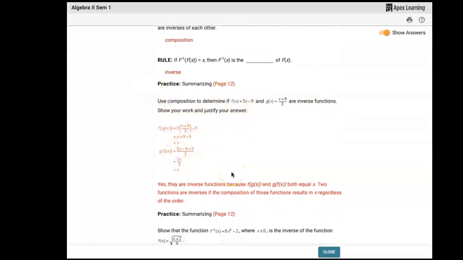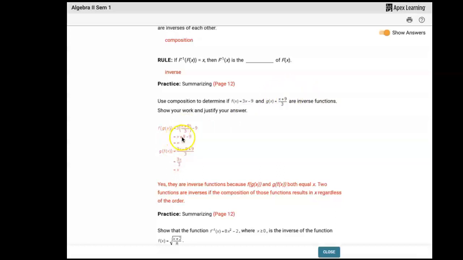Okay, so what you're going to do is you'd show f of g of x, right? So f of g of x, which means that in this original equation, we have 3x minus 9. So instead of putting in x there, you're going to put in this entire function for g of x, right? So x plus 9 over 3. All right, then what you do is you solve.